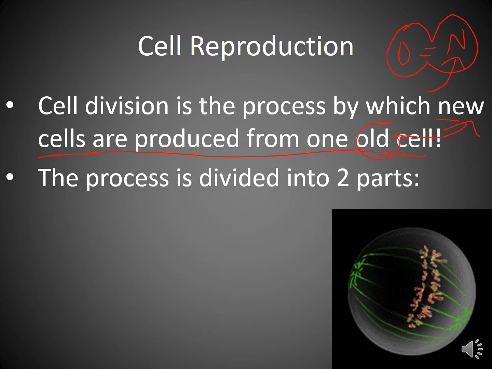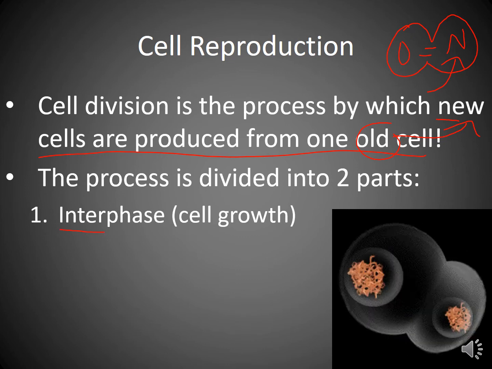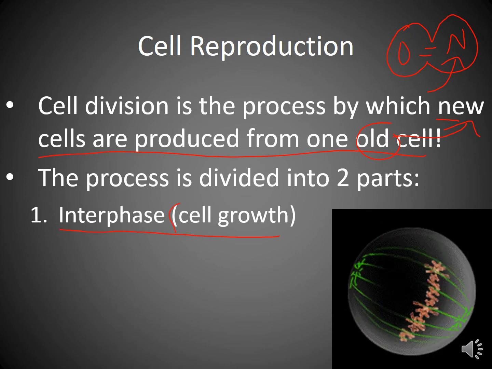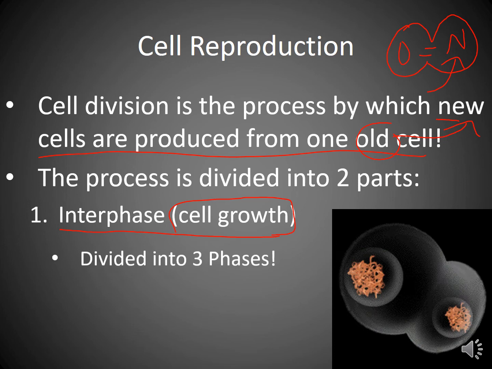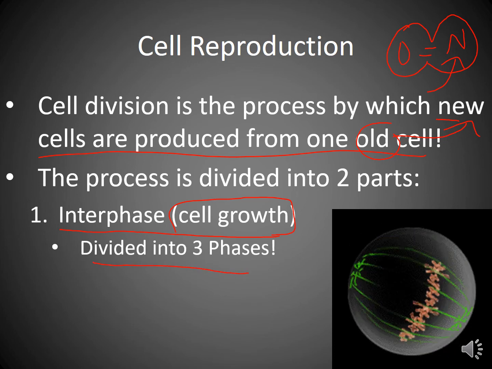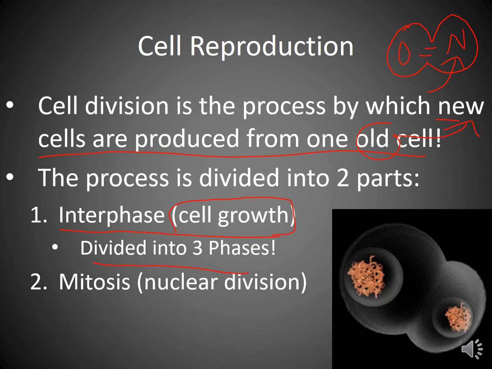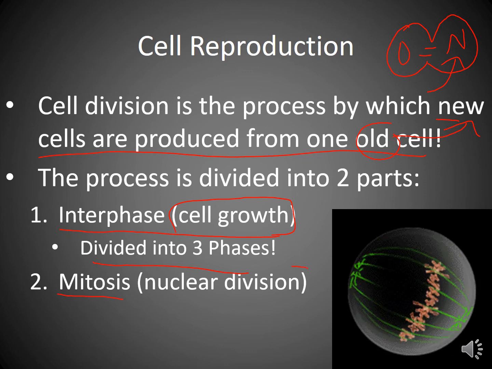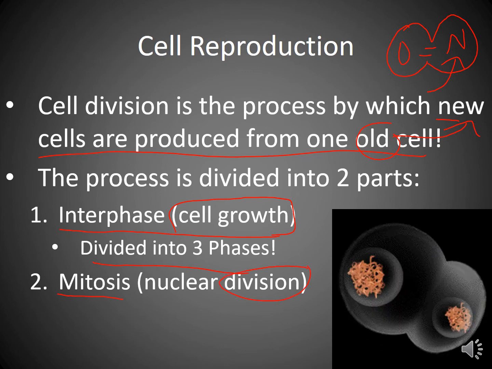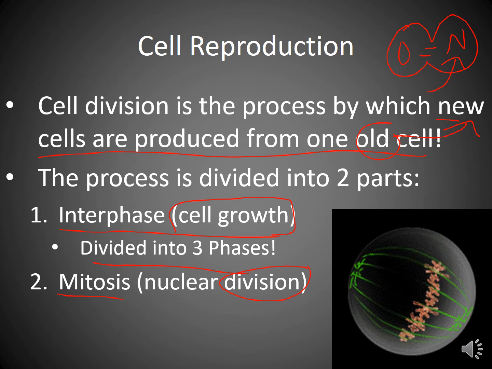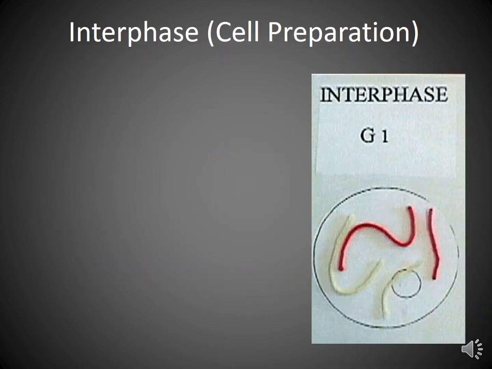The process is divided into 2 parts, interphase. And as you see, the biggest part of interphase is cell growth. Then the second one, and that's divided into 3 phases. Then we have mitosis, which is our cell division. So let's talk about interphase.